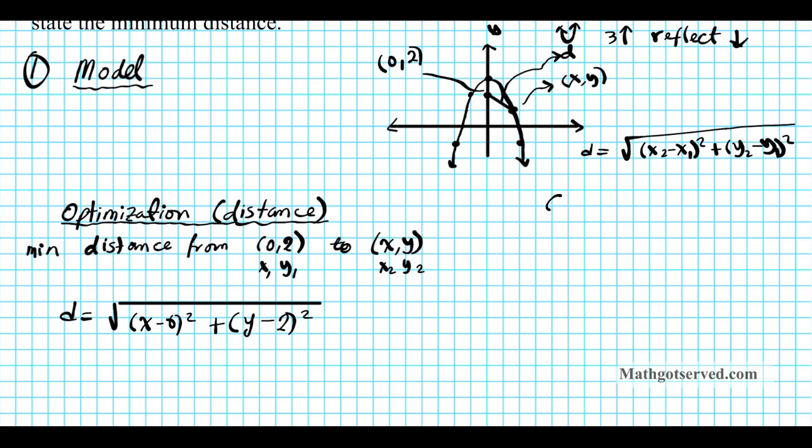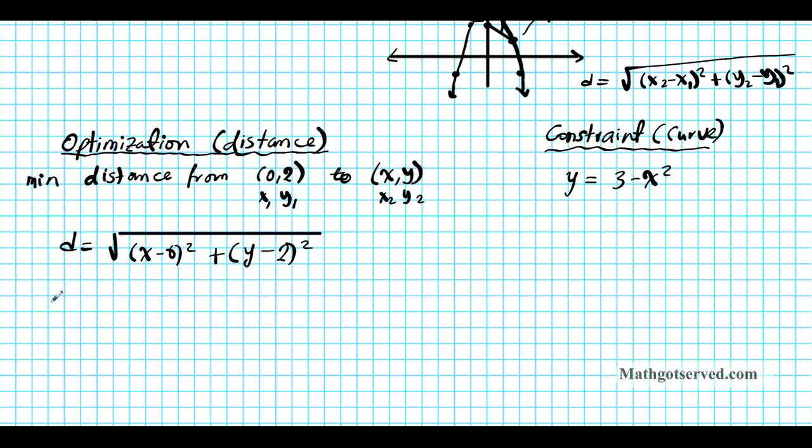Constraint function. All right, so to find the constraints, we're optimizing subject to a constraint. What is our constraint here? We're constrained by a curve. Okay, the curve that we're constrained by is the curve y equals 3 minus x squared. So we have a constraint and optimization functions.